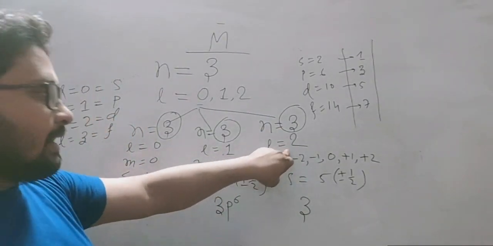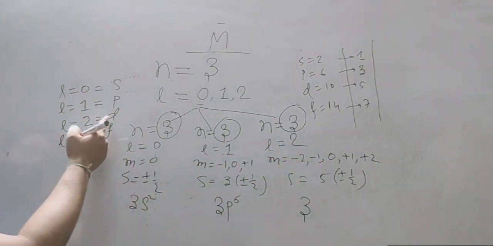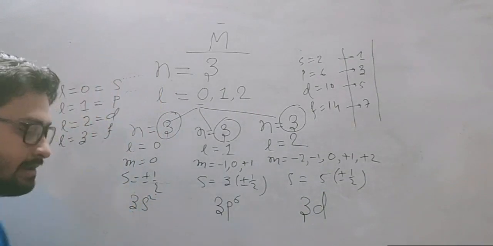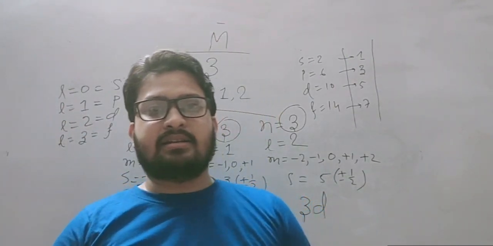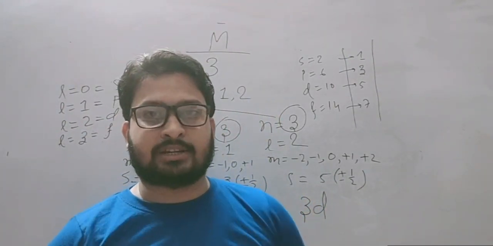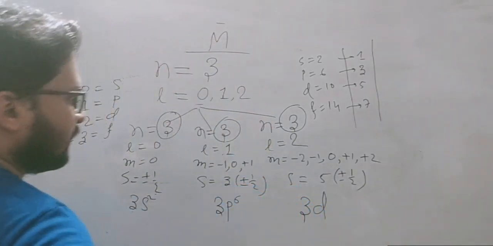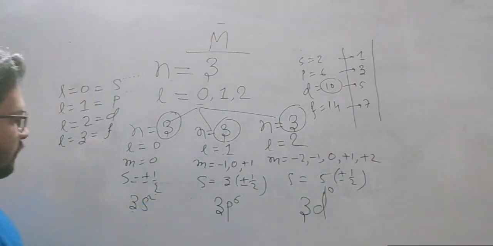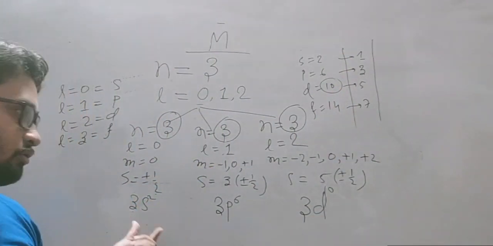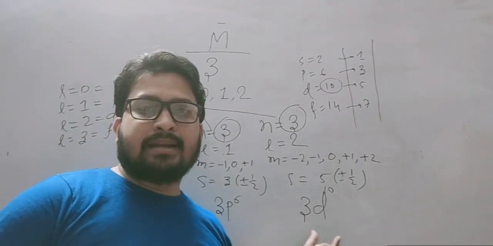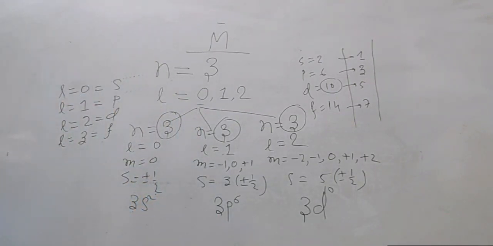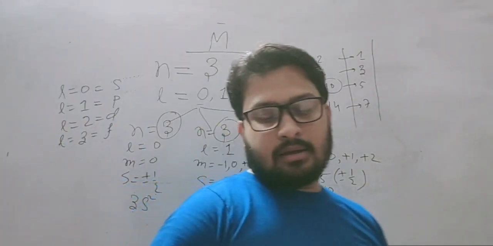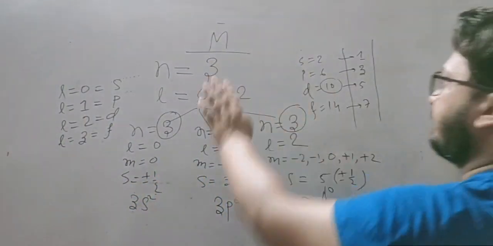And for l is equal to 2, that is d. So this is 3d. How many electrons can d hold within it, beta? d means 10 electrons, so you can write 10. So what do you get? 3s2, 3p6 and 3d10. Okay?